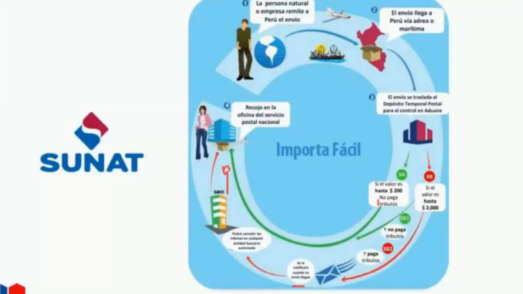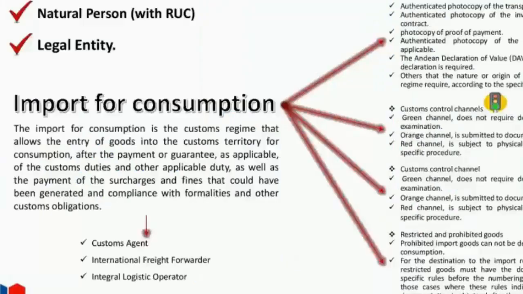So we are going to tell you, well, you have to go to the office that is next to Havish Avenue in San Martin de Porres. So that is the postal office for most of San Martin de Porres. So if you live in another place, you can ask where your office is, especially for you to pick up. So now the other way is import for consumption.